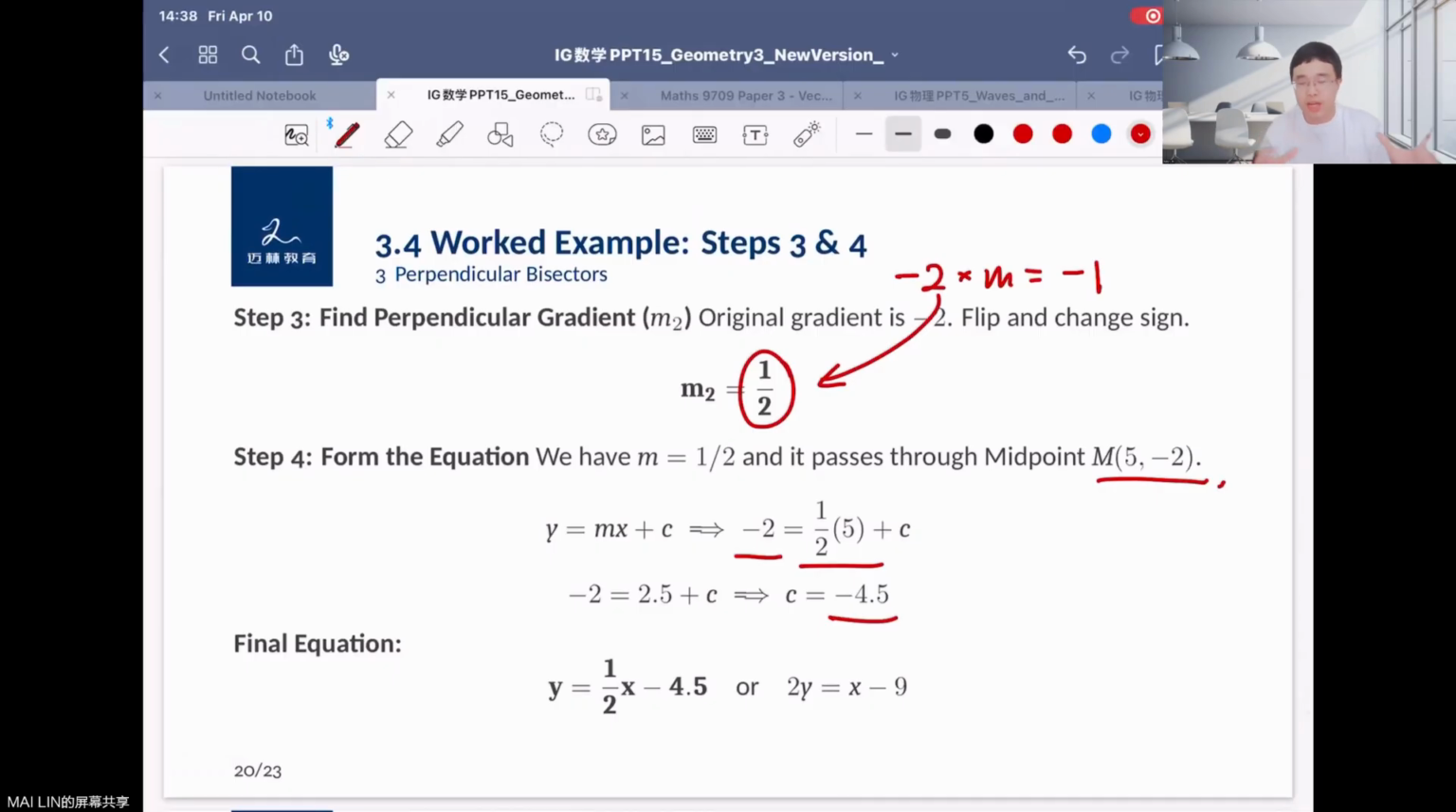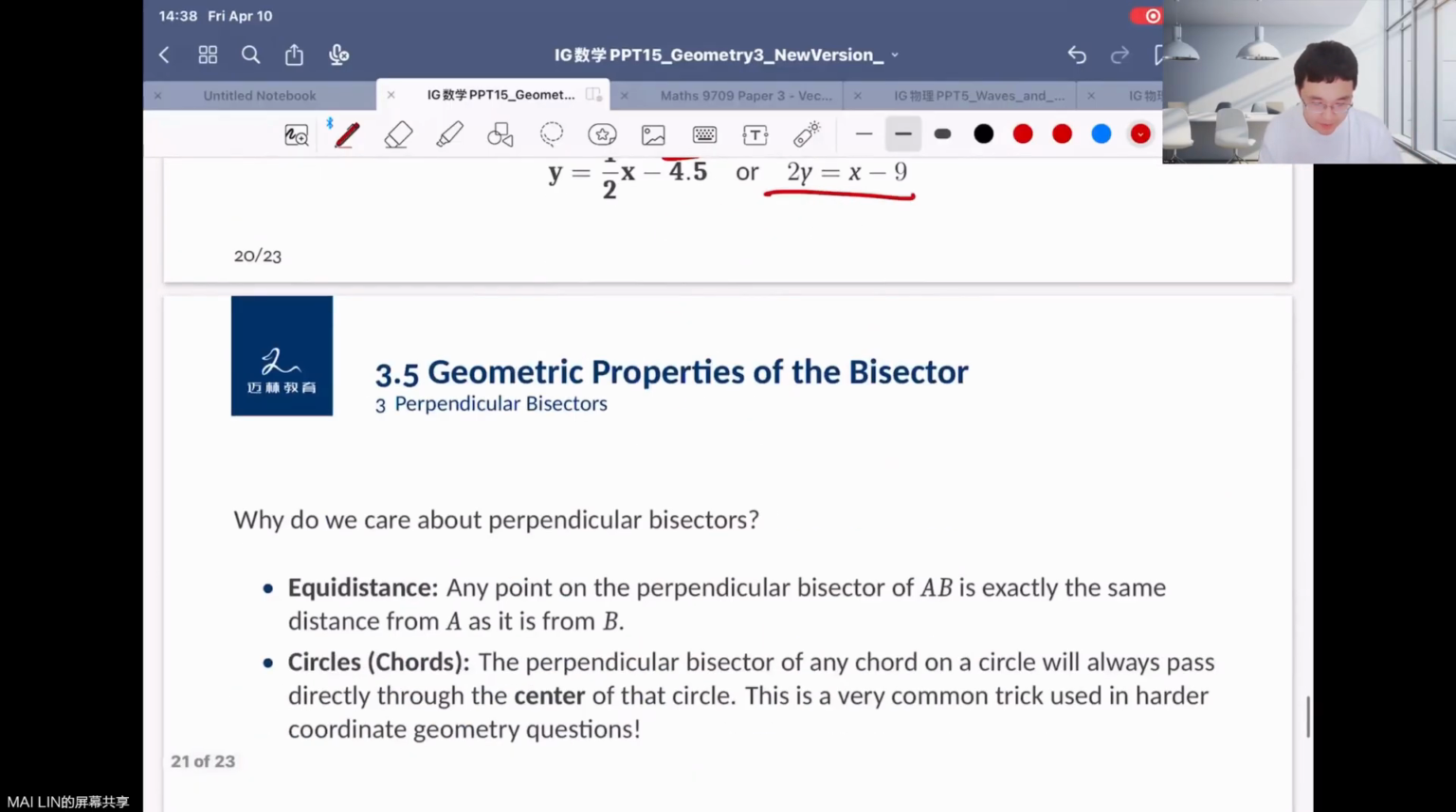So then you can put a half and -4.5 into the line. That becomes y equals a half x minus 4.5. So you can also write it down as 2y equals x minus 9. Okay, that's the equation right here.